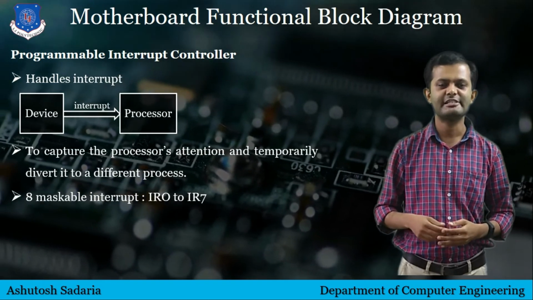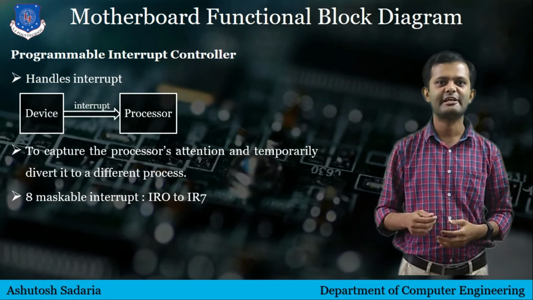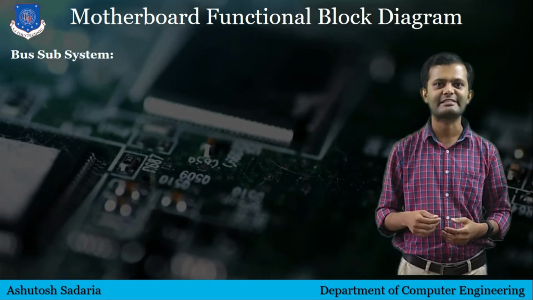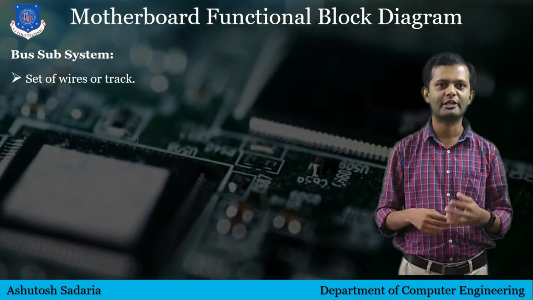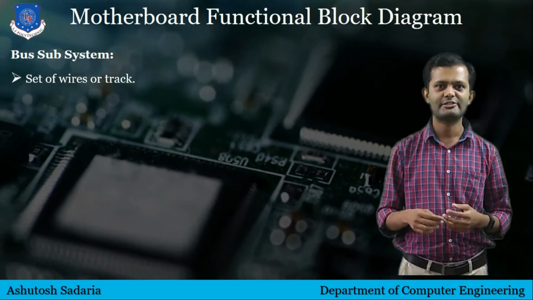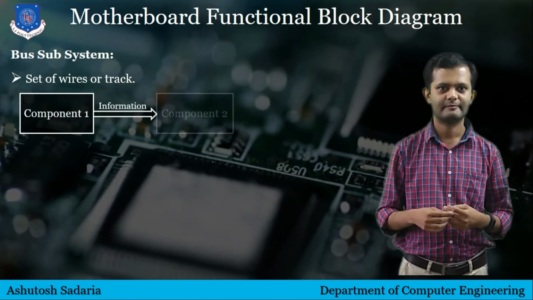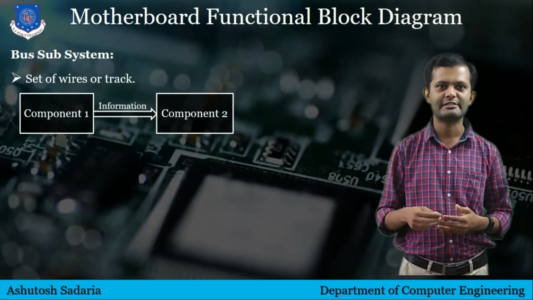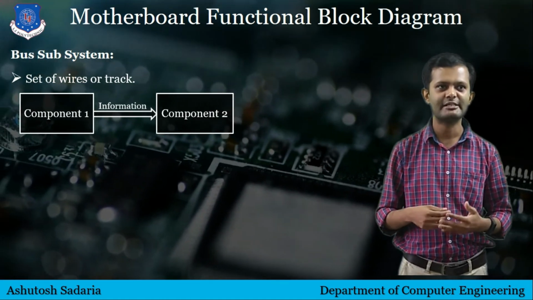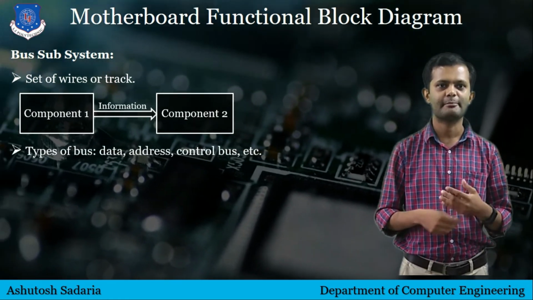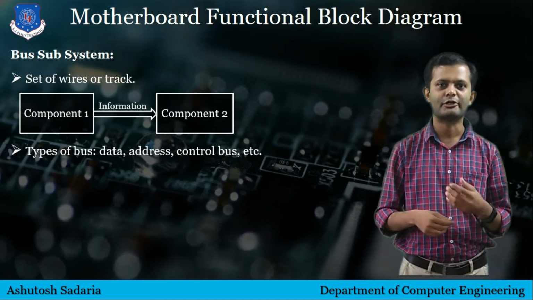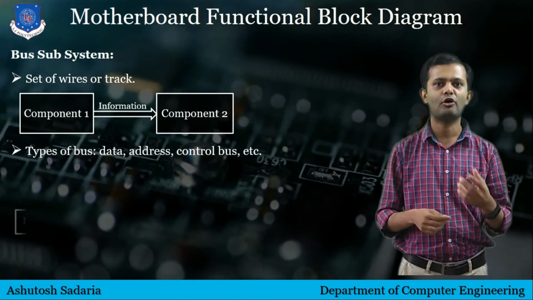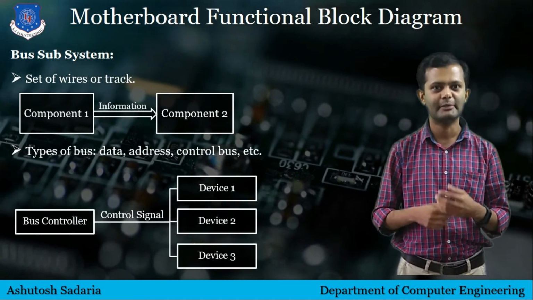The next component is the bus subsystem. A bus is nothing but a set of wires and tracks on the motherboard. In the motherboard, from one component to another component, information passes through the bus. There are different types of bus on the motherboard, like data bus, address bus, control bus, memory bus, processor bus, etc. The bus controller generates control signals to control all of the devices connected to the bus.